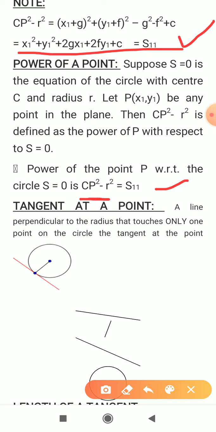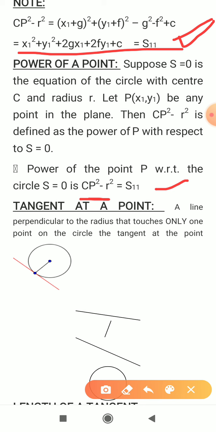This is the definition. In our note, CP square minus R square is S11. So CP square minus R square is equal to S11. So to find the power of a point with respect to a circle, it is enough if you find S11. The power of the point depends on the position of the point also, because the position of a point is related with S11.